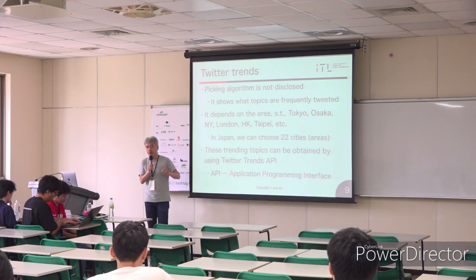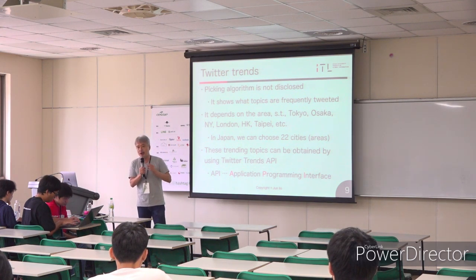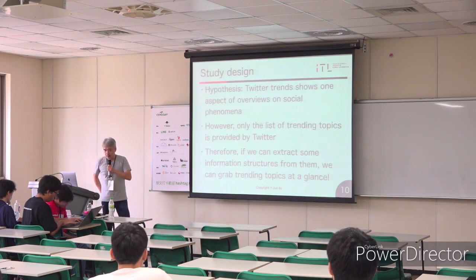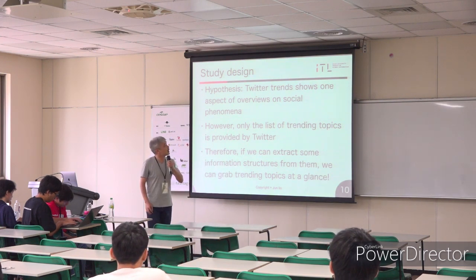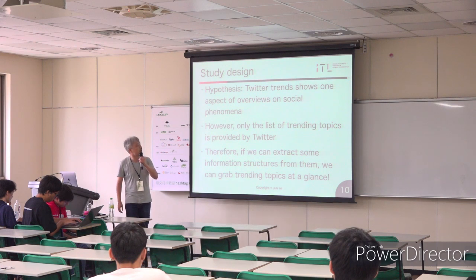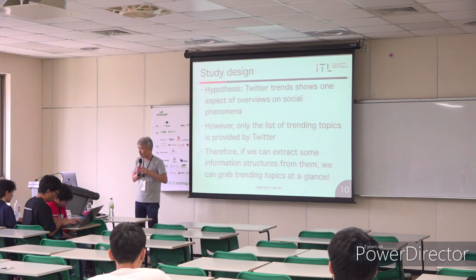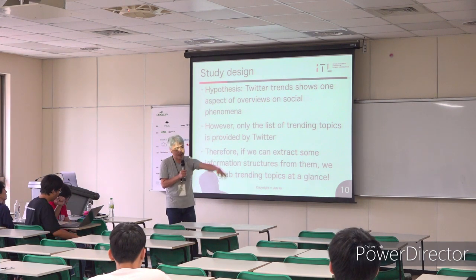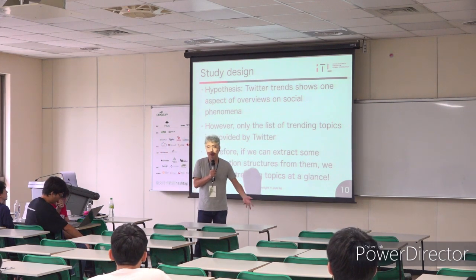These trending topics can be obtained by using the Twitter Trends API. API stands for Application Programming Interface. So we made a hypothesis that Twitter Trends show one aspect of an overview of social phenomena. However, only the list of trending topics is provided by Twitter.